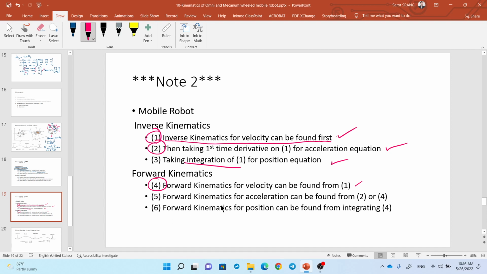And then forward kinematic for position can be found by integrating equation 4. So this process is very important. You can organize your sort, and even you may be able to derive it by yourself later on.